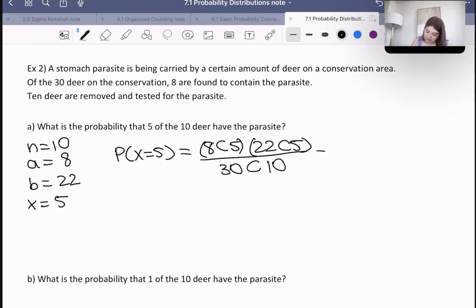And that's going to end up being 0.049. So just shy of 5%. There's just shy of a 5% chance of exactly 5 of the 10 deer having the parasite. So not very likely, but it could happen.